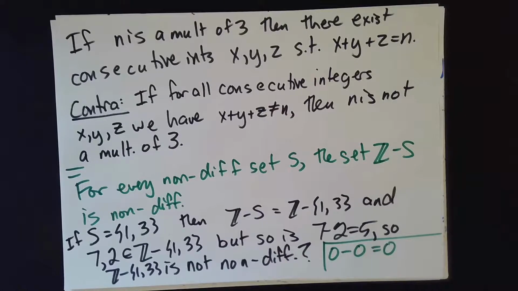And so, in fact, what you're really doing here is proving the contrapositive, which is that if 0 is in a set, then it's not non-differential, because then you can write down a difference of things that is in the set.